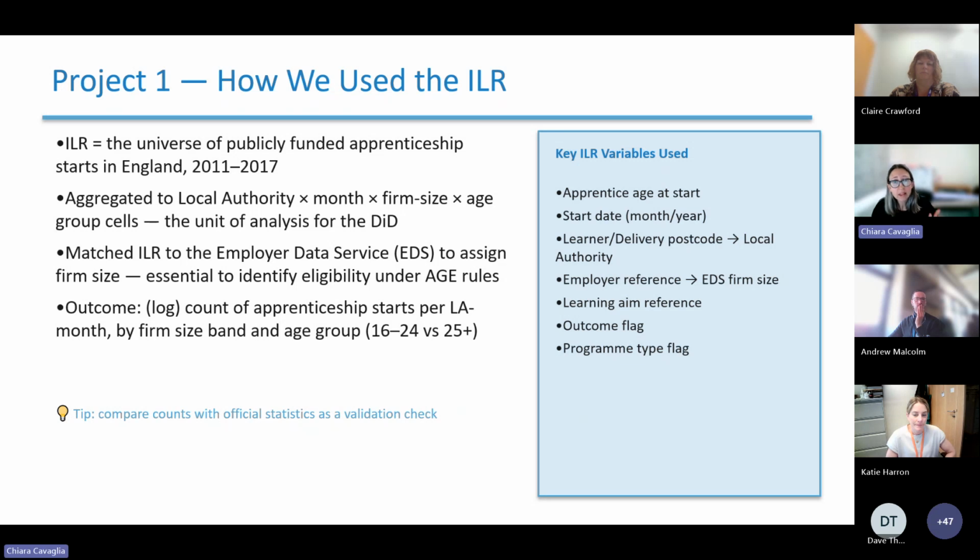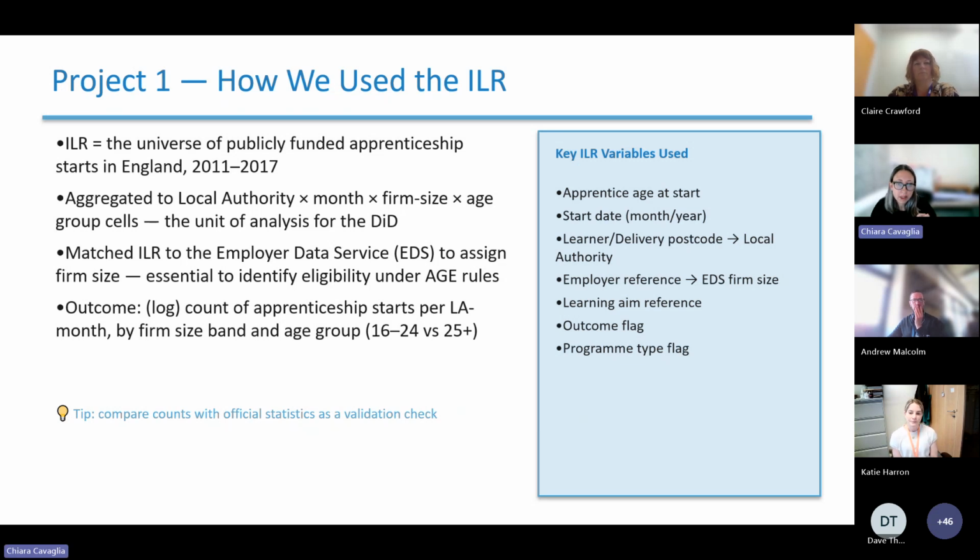To do that, the variables that we needed were the apprenticeship age at start, the start date, month and year of start. We needed to identify the local authority, so we used the learner postcode. We also tried with the delivery postcode, but if I remember correctly, there were a bit more missings there, so we tried with both. And the employer reference to link it to the EDS to find the firm size.